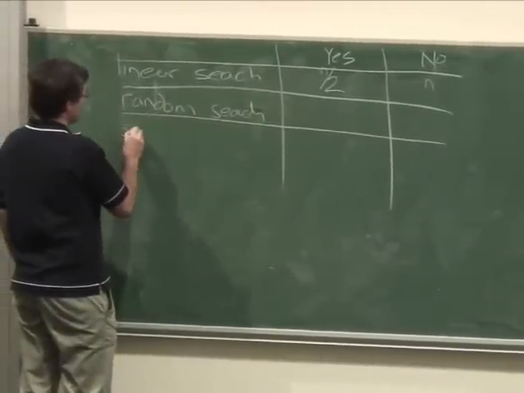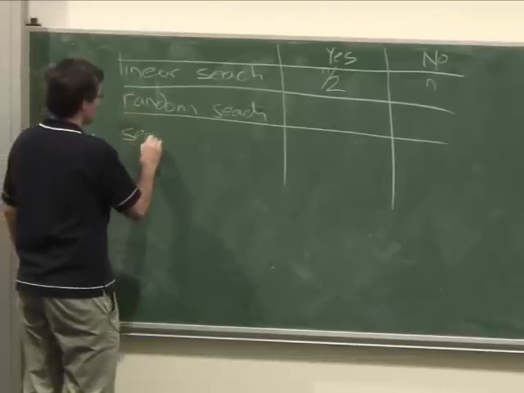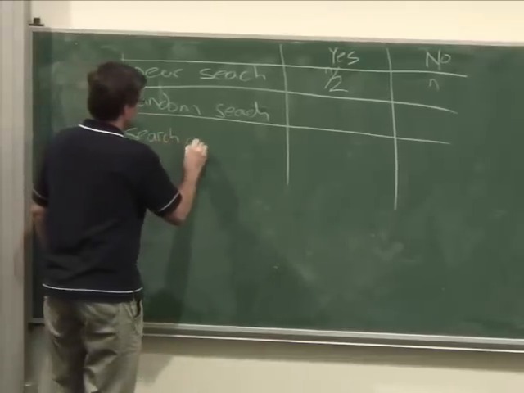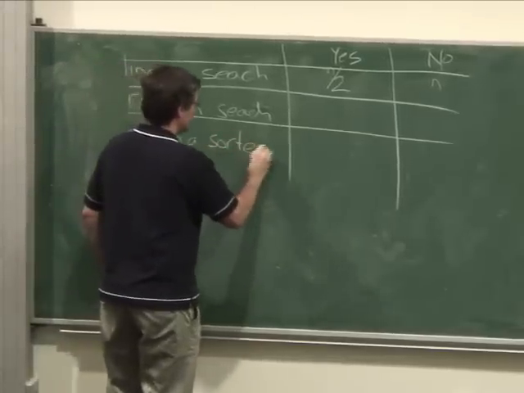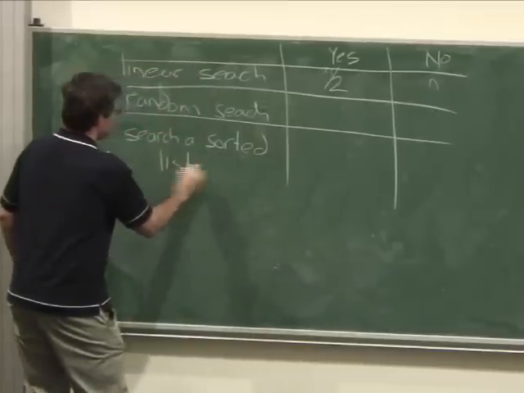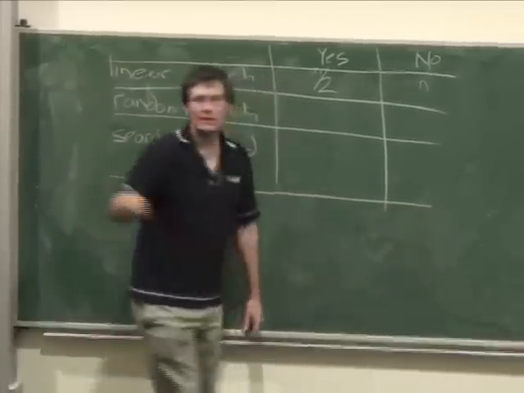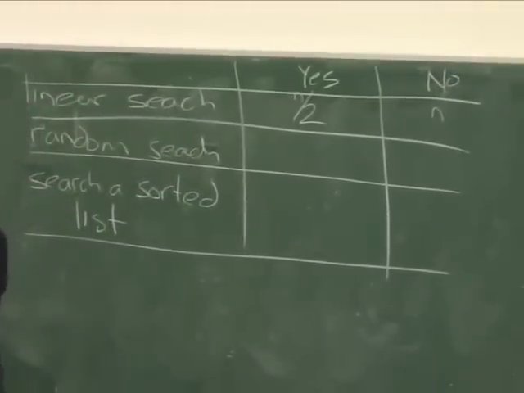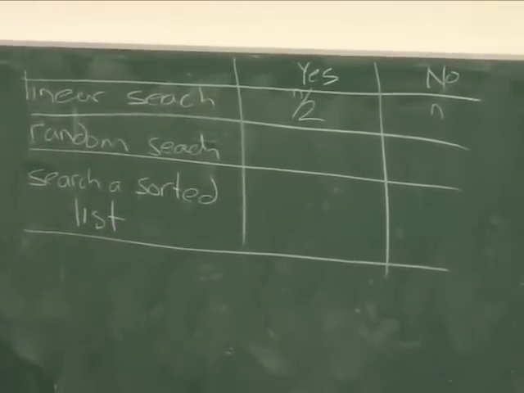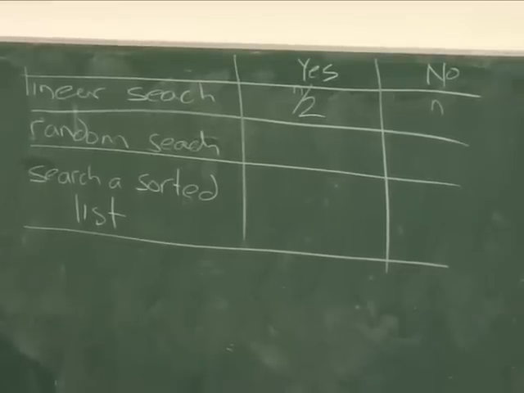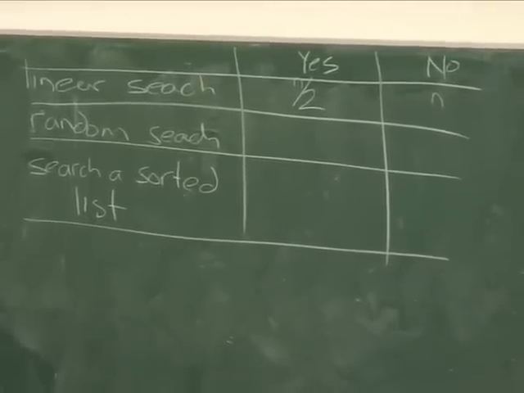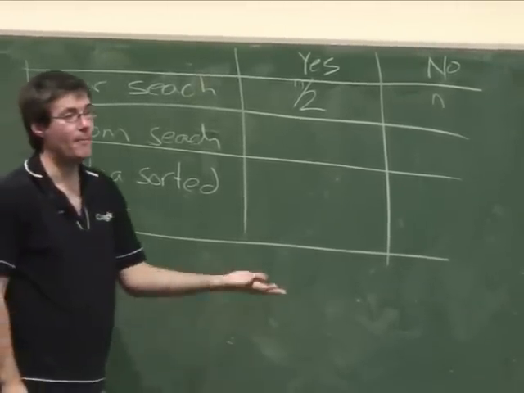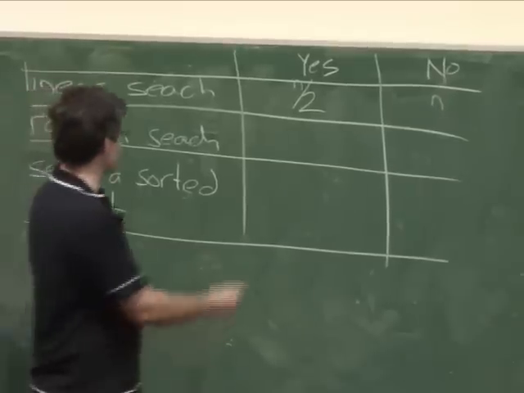Let's call that search a sorted list. Now, you guys tell me, if I'm going through them one at a time, how long is it going to take me to find your exam paper? One at a time, the same amount on average. On average, and it's going to take me N on 2.